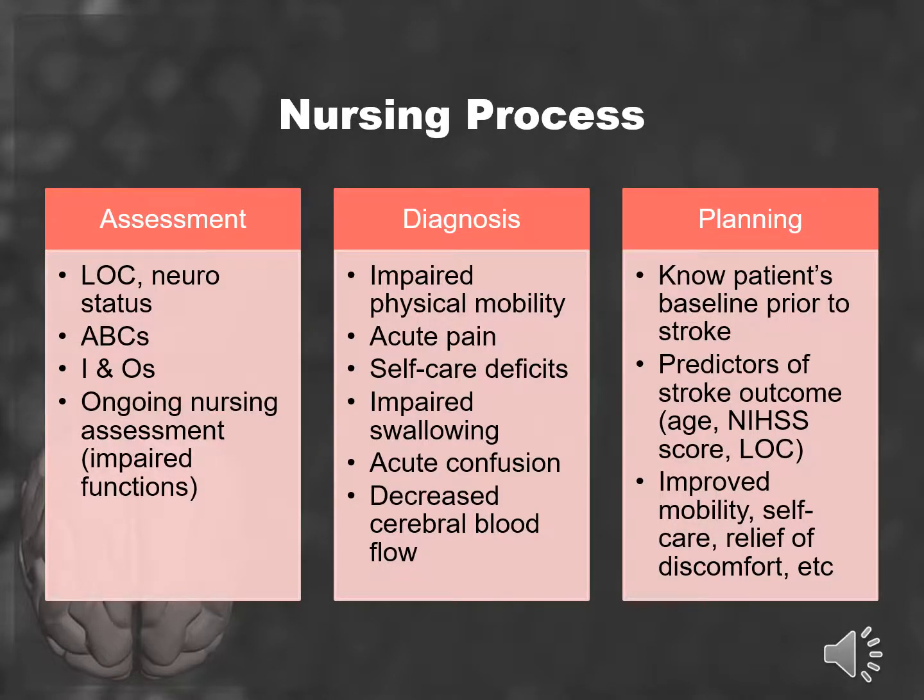After performing your assessment on a patient with an ischemic stroke, with your focus and your priority being on their ABCs and then their neurostatus, you can form nursing diagnoses based on what your patient's symptoms are. A big thing to assist in planning the patient's care is knowing their baseline prior to the stroke. So knowing the baseline gives them an idea of what the patient will be able to do with rehabilitation after a stroke.